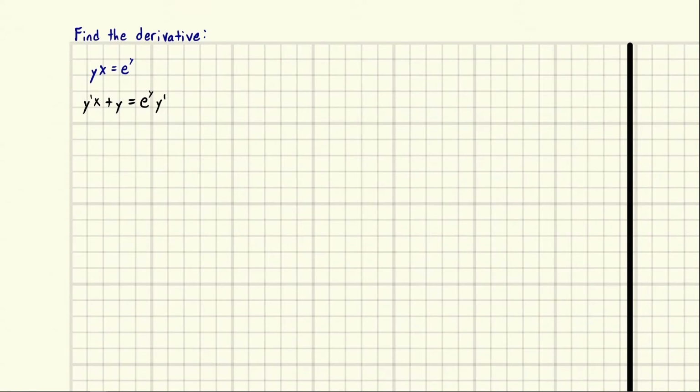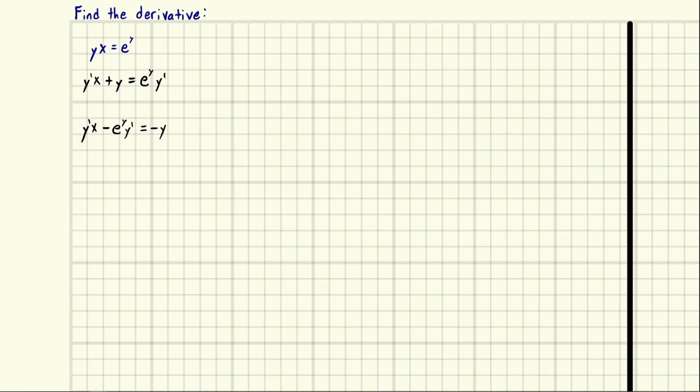So now looking at this, all we need to do is get all the y primes on one side. So I'm going to move this y to the other side, and I'm going to move this whole term to this side. So when we do that, we're going to get y prime x, and then this is going to become negative. So it's going to be negative e to the y times y prime is equal to negative y. I moved the y over to the other side.